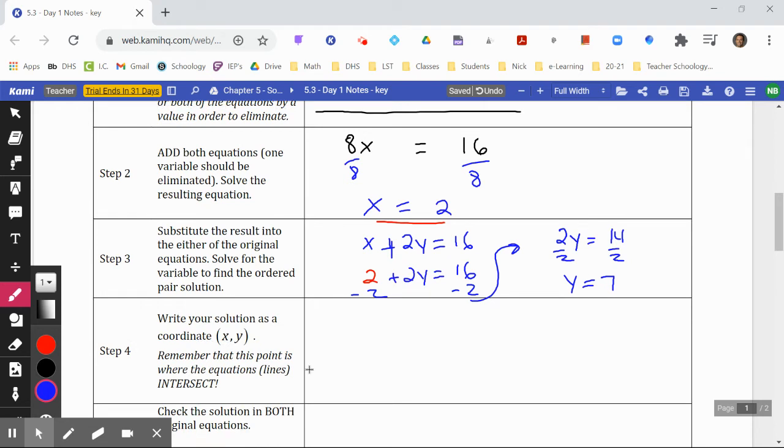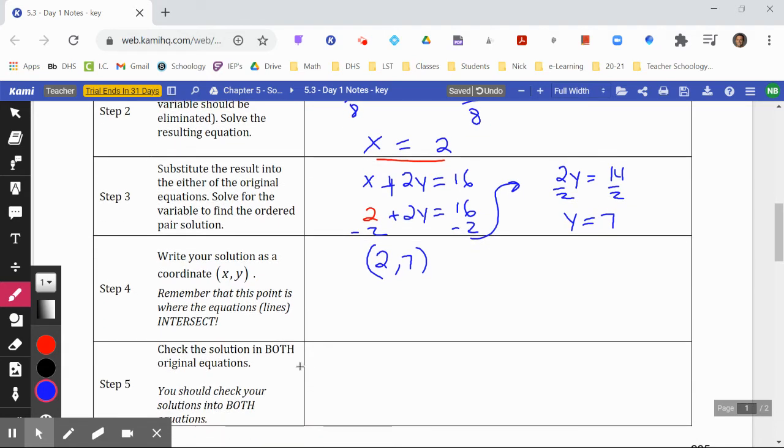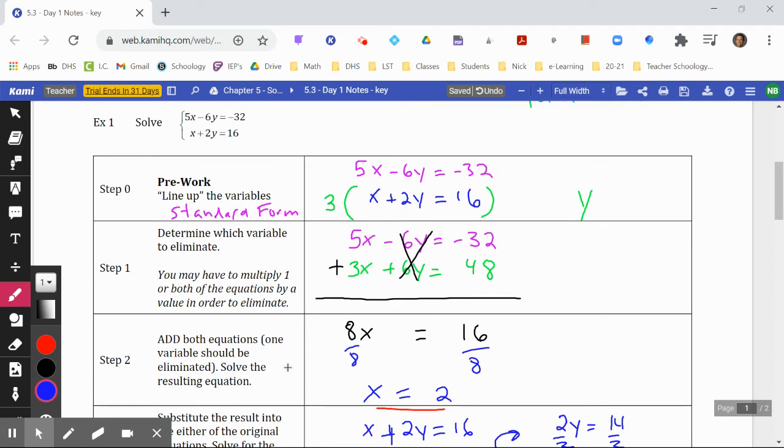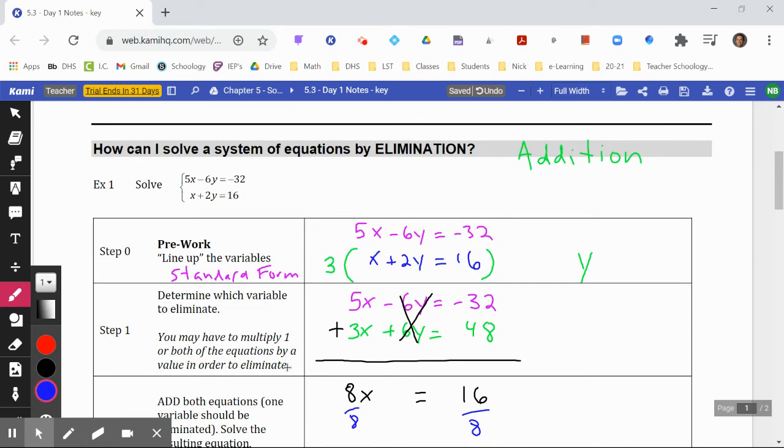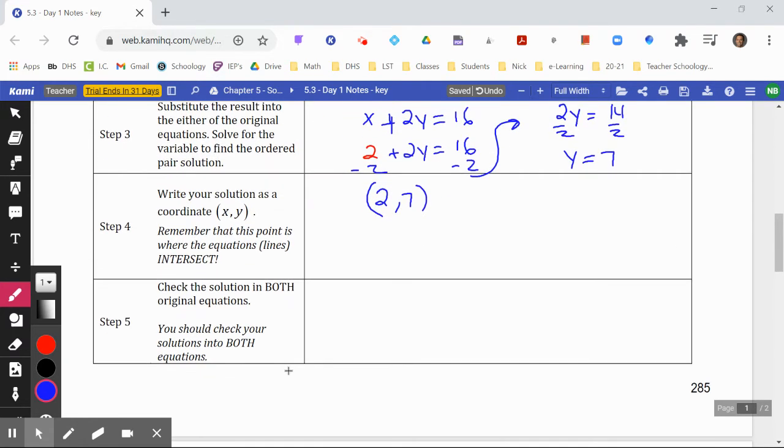So that should be my solution here, 2 comma 7. However, I'm going to be a good mathematician here, and I'm going to go check my work. I'm going to plug in 2 for x and 7 for y in both equations, because I want to make sure that this is true for both equations and that I did my work properly here. So my first equation was 5x minus 6y. So now it's going to be 5 times 2 minus 6 times 7. So we get 10 minus 42, which is negative 32.